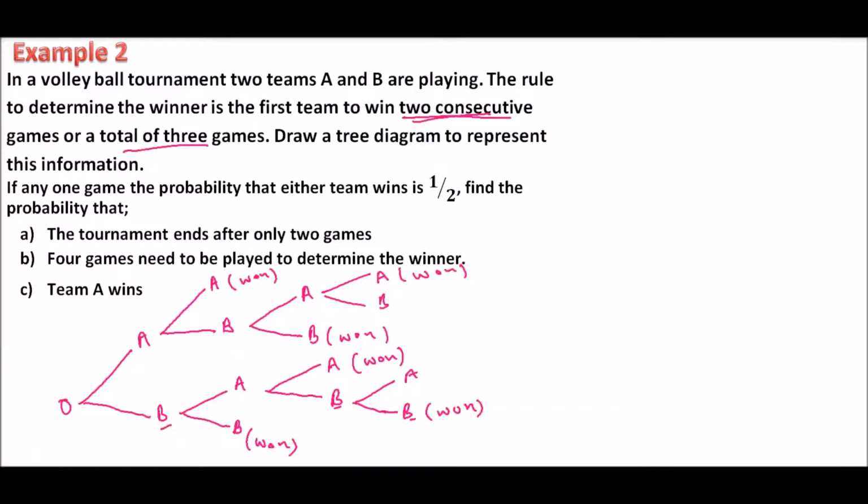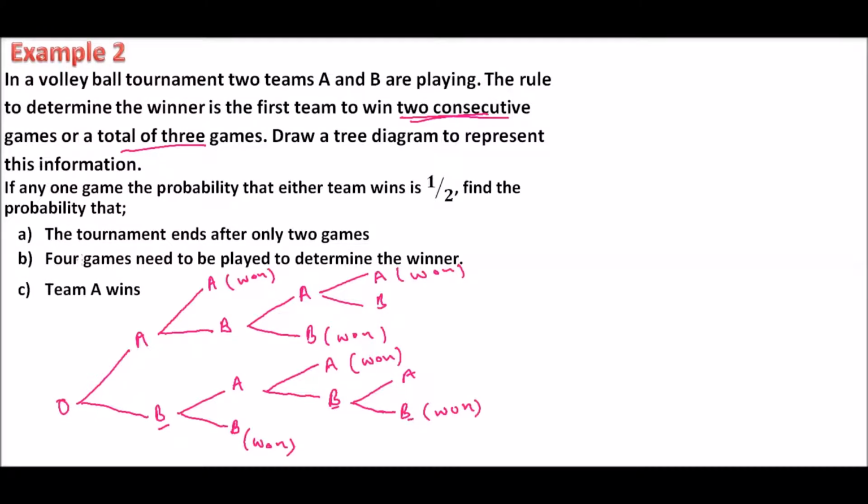Let's fill the probabilities. So we are told the probability of any one team winning is a half. So this is a half, this is a half, this is a half, a half, a half, a half. We have a half, a half, then we have a half here, a half here. Here we have a half, here we have a half, here we have a half, and a half. So those are the probabilities.